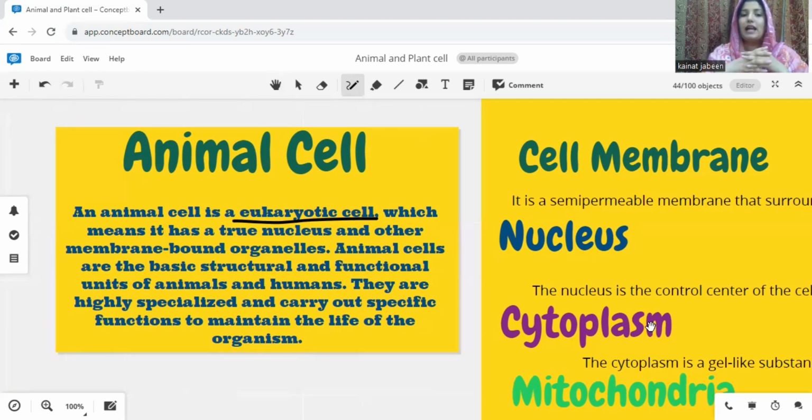Next, animal cells are the basic structural and functional units of animals and humans. They are highly specialized and carry out specific functions to maintain the life of the organism. Animal cells are found in animals and in humans, because human is a social animal. So when we talk about the human cell, we can say these are animal cells. Now let's move to the components present within the animal cell.